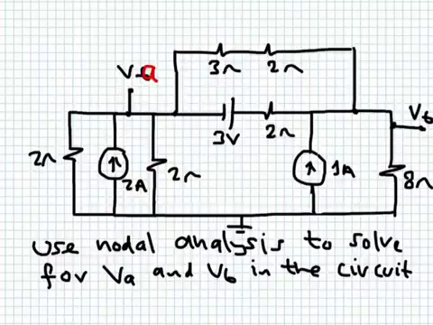So let's redraw the circuit after we got rid of this voltage source here. Between this point and this point here, I'm going to have a current source in parallel with a resistor. The resistor is 2 ohm and the current source is 1.5 ampere, 3 divided by 2. Okay, let's draw the circuit again and see how it looks.